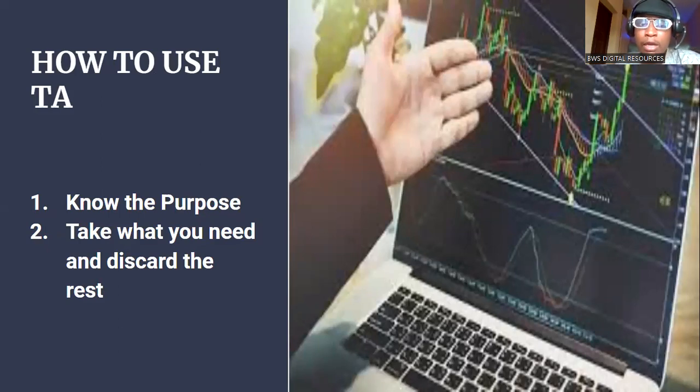And then secondly, take what you need and discard the rest. Sometimes when you look at people's charts, you will see a lot of things on the screen, confusing you. So just take what you need. You don't need all those indicators. You don't need tens of indicators. You don't even need more than 4 indicators on your chart. You don't even need up to 3 if you know what you're doing. Combine 2, at most 2, with your price action. That's all you need to make a good trading decision. So take what you need and discard the rest.